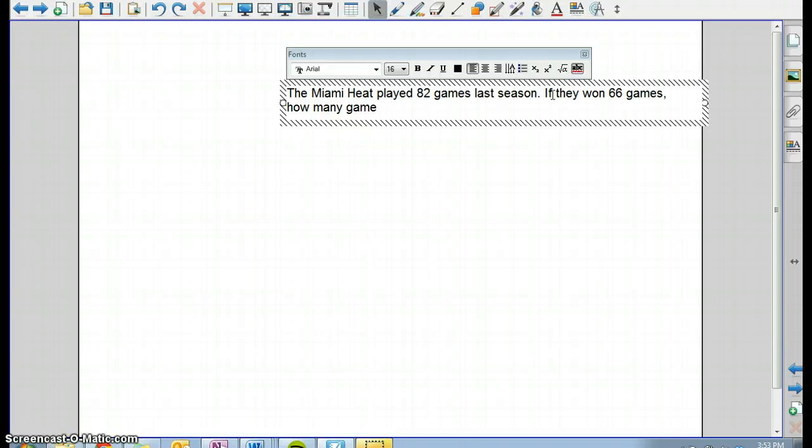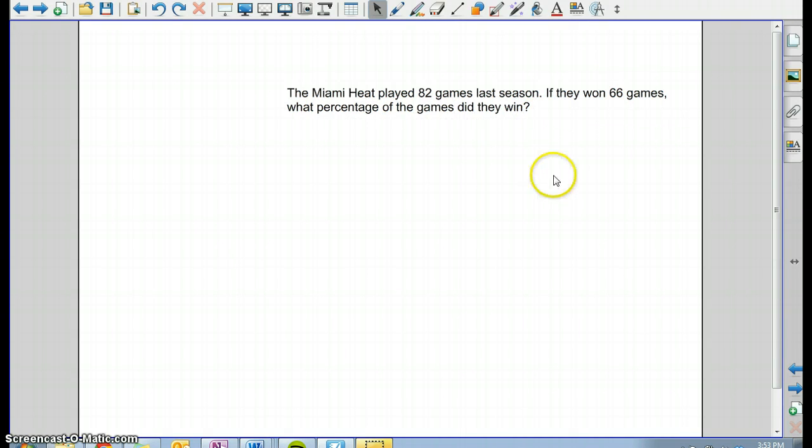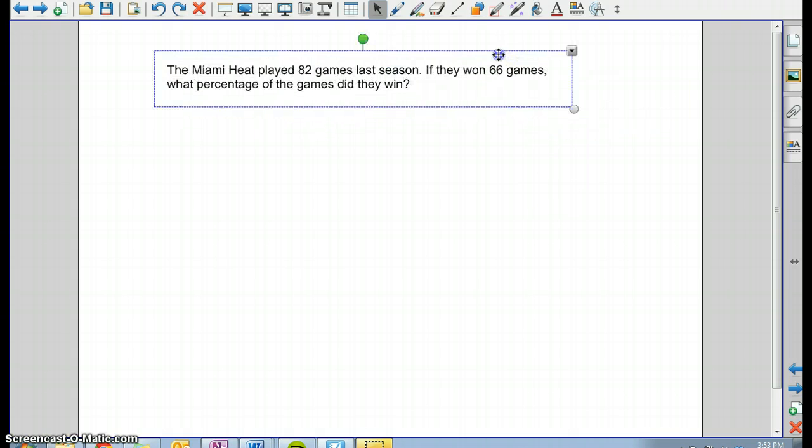I was about to write how many games did they lose, but that wouldn't have anything to do with proportions. I would say, what percentage of the games did they win? What percentage of games did they win? Okay, I don't know about you, but that's a pretty basic word problem.